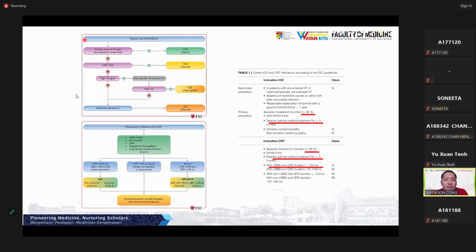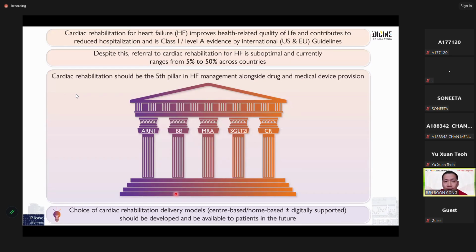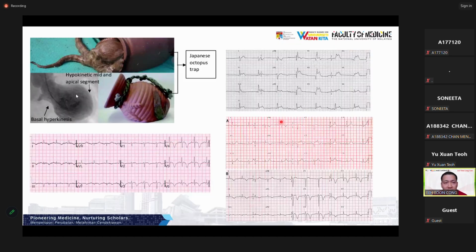So after you optimize the anti-failure therapy, you have to look for the evidence of when you can use the ICD, because ICD is to prevent mortality. It doesn't treat the symptoms. It only prevents mortality. So if you look at the guideline, after your first line, you look at the criteria, the ECG and also the echo criteria, whether they benefit from an ICD or CRT-D. So don't forget cardiac rehab is considered one of your fifth pillar.